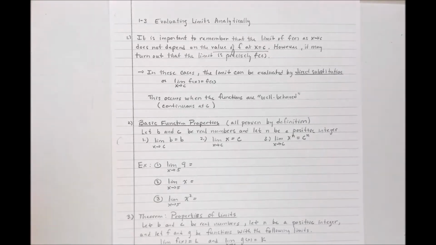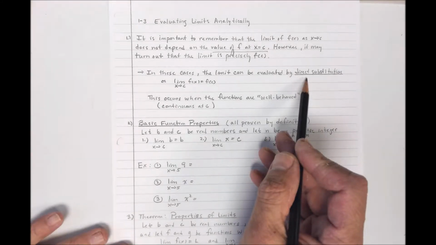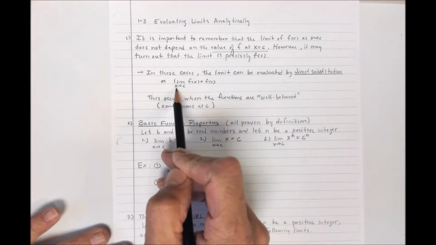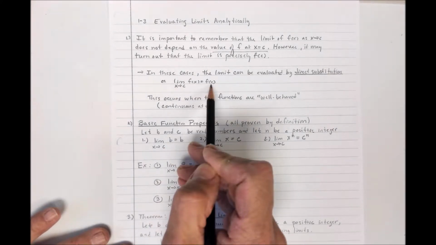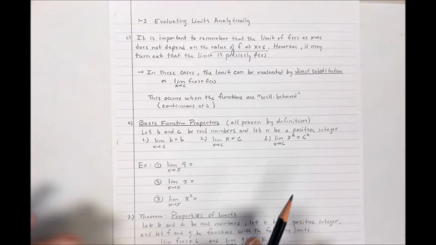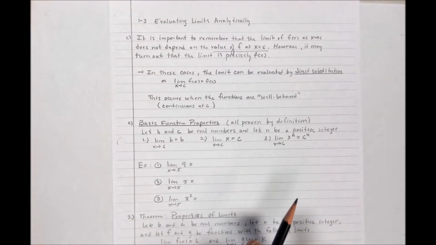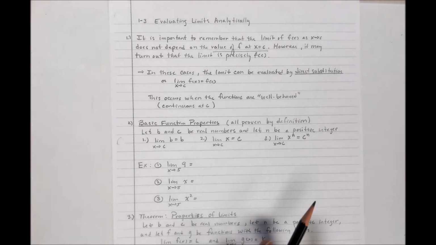So in this case, we're also going to consider what happens when we can use direct substitution, which is perhaps the easiest method to evaluate a limit. When we can plug it straight in and use direct substitution, we get the limit as x goes to c of f of x equals f of c. Now, this occurs when the functions are what we call well-behaved. Well-behaved typically means it's continuous, and it typically doesn't have any corner points or cusps. We consider those functions to be well-behaved.